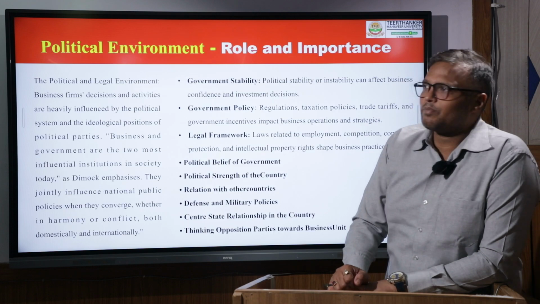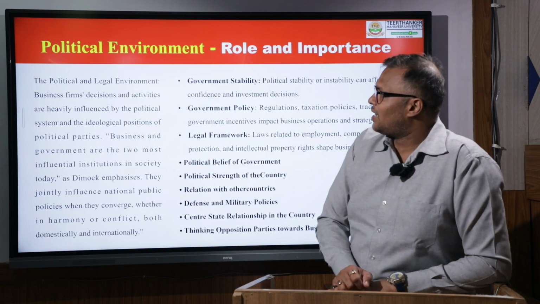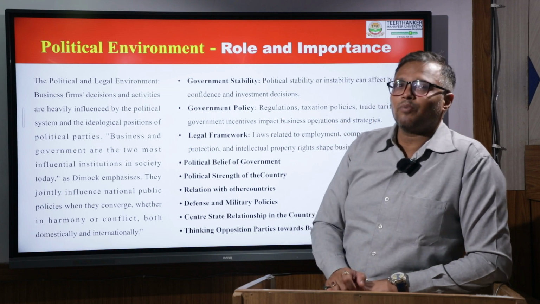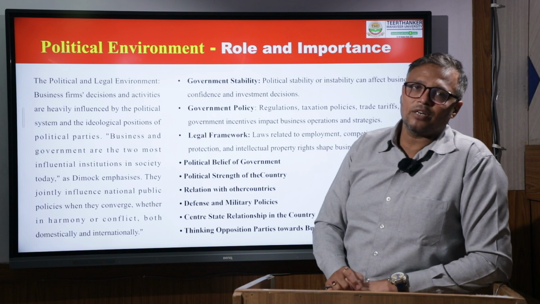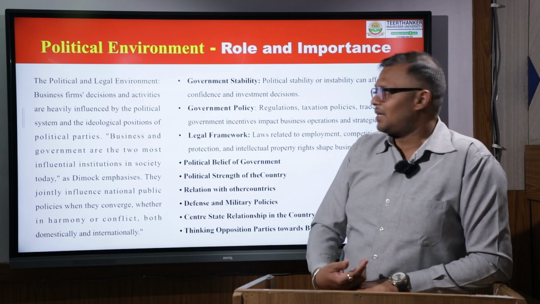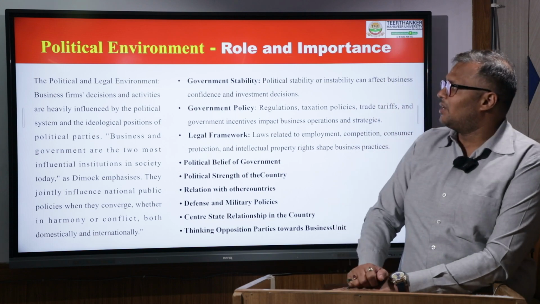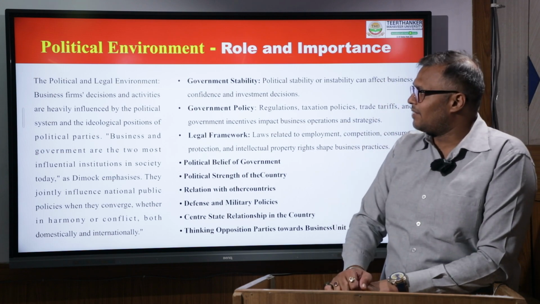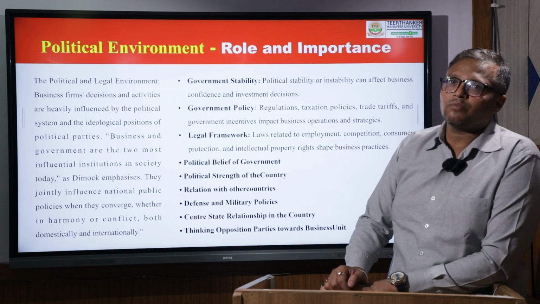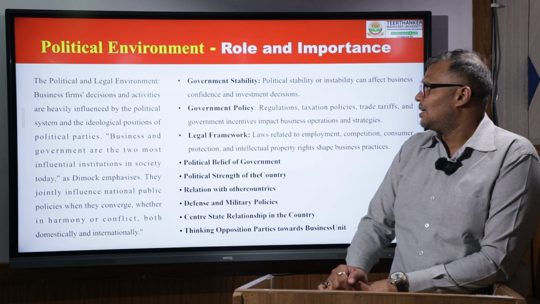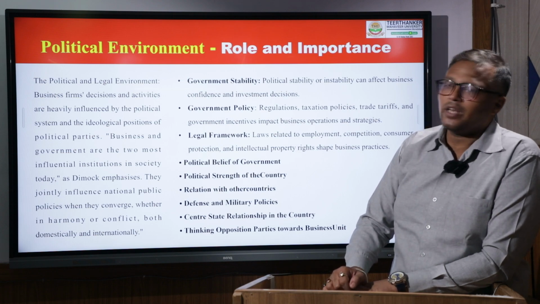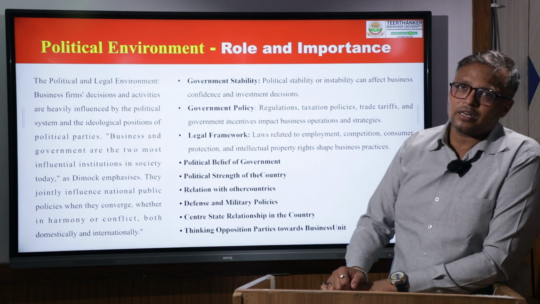The second important word is the political environment. Sometimes it is said to be the political and legal environment. Usually, you will see that political and legal environments are collectively studied together. But I am trying to discuss the political separately and the legal separately. Whenever a business firm takes decisions or activities, the first and foremost thing is that they are strongly influenced by the political decisions, the political system, or the ideological positions of the various political parties in their state, in their surrounding, in their country.